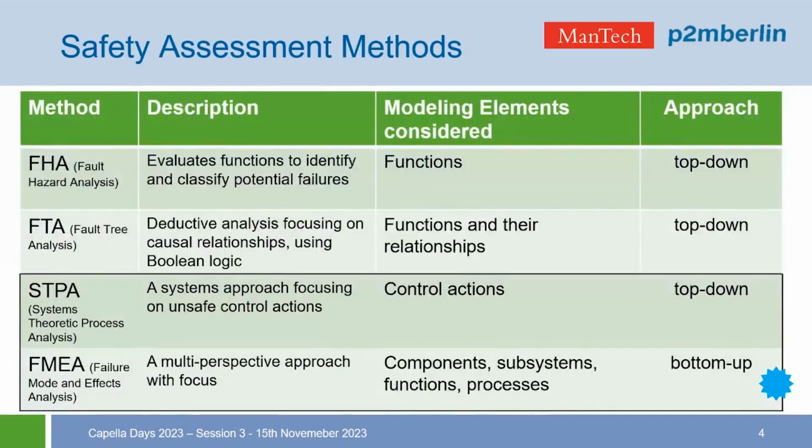Okay, so on our next slide, we're going to talk a little bit more specifically about the safety assessment methods that we looked at. The 4 that were on the top of our list that we wanted to explore were fault hazard analysis, fault tree analysis, systems theoretic process analysis, and failure mode and effects analysis. The first 2 methods were very interesting to us because they identified specific functions and/or their relationships within the modeling elements that we were looking at, but they didn't go far enough in terms of understanding components or processes that we were looking to identify in an automated way.